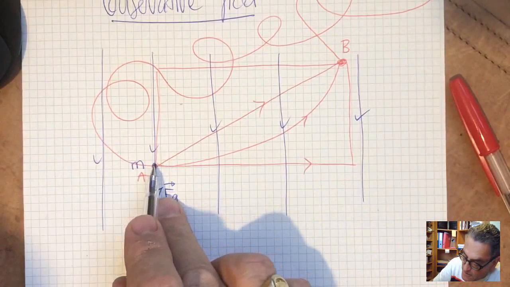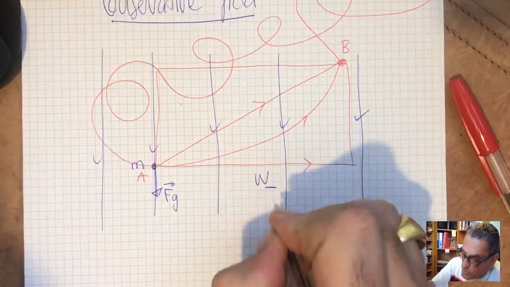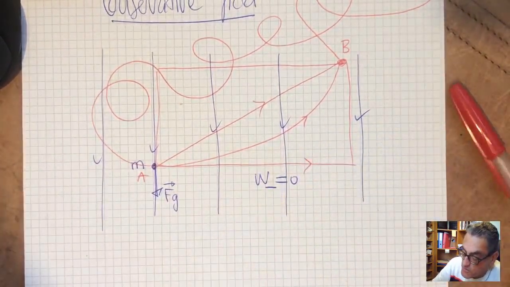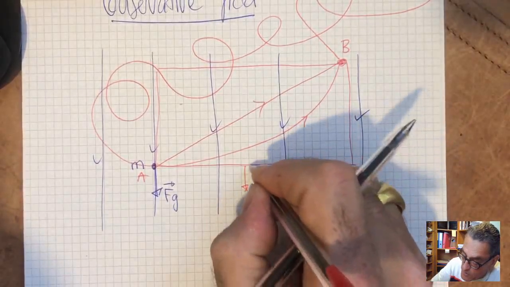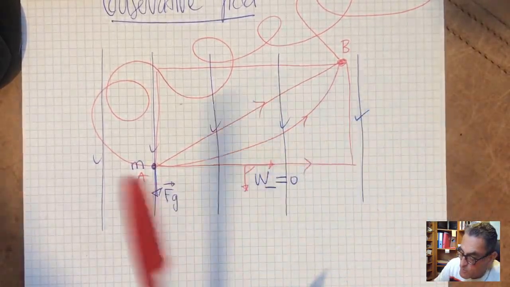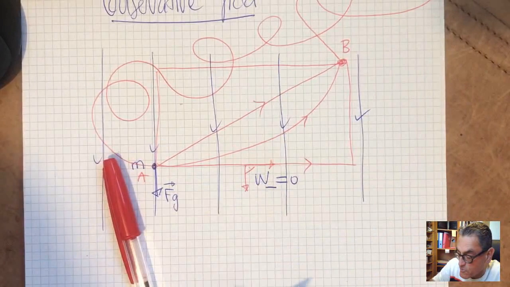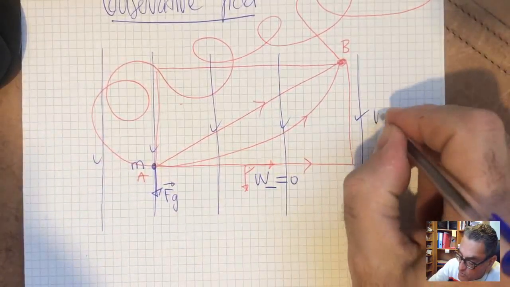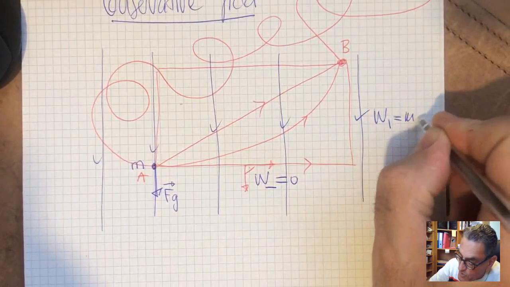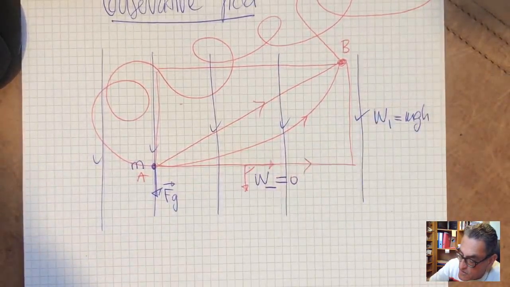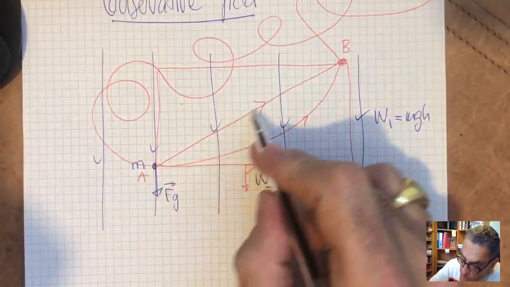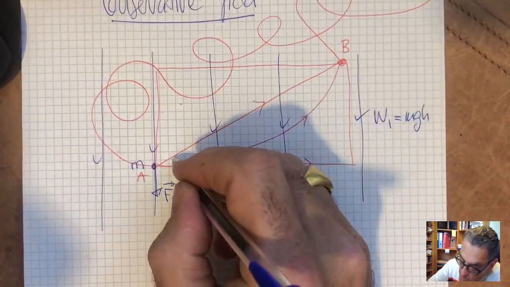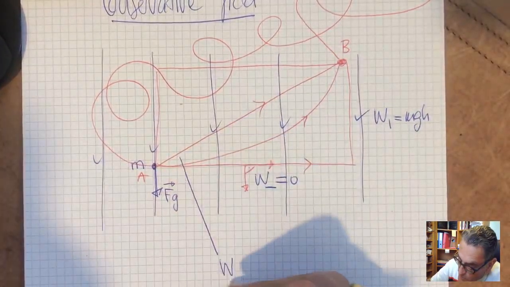Well, here the work on the horizontal section is 0. This I already told you, because the gravitational force is perpendicular to displacement. So here there is no work. And here we will need a work to go up, which is mgh. Now, if I do this, the work here will be what?